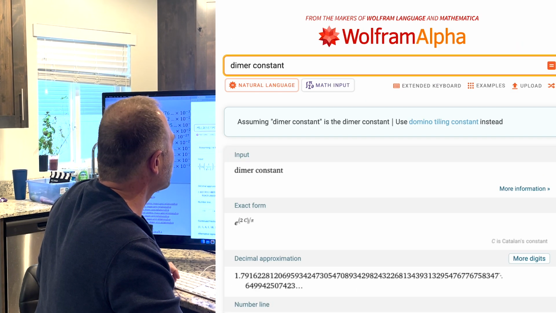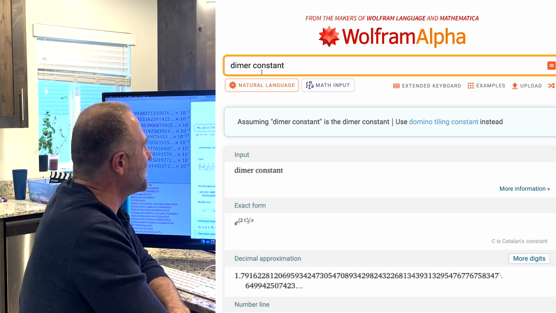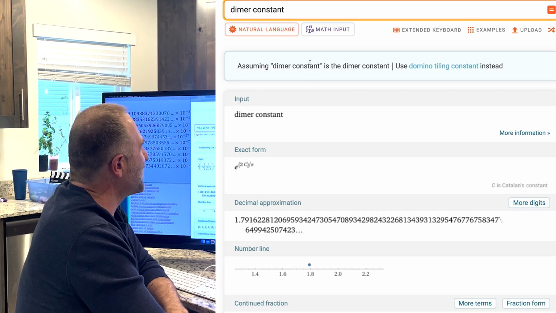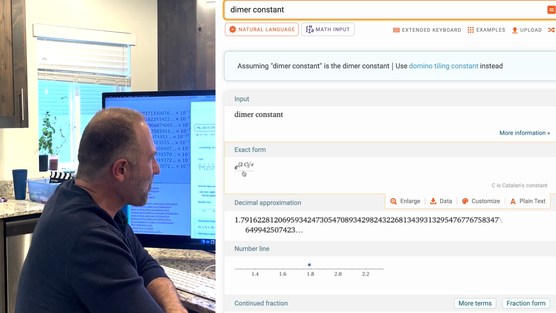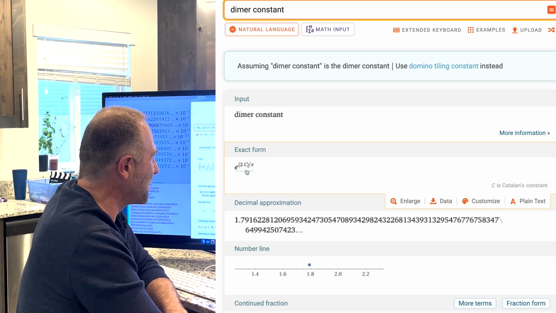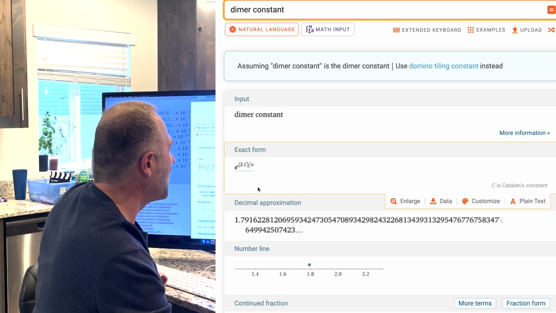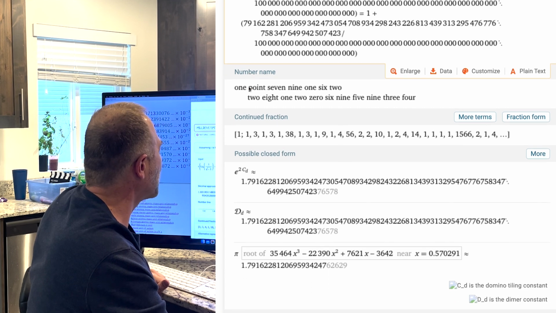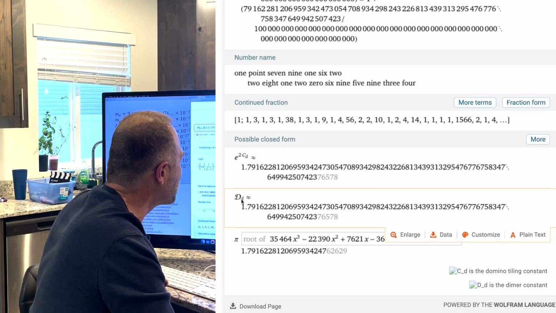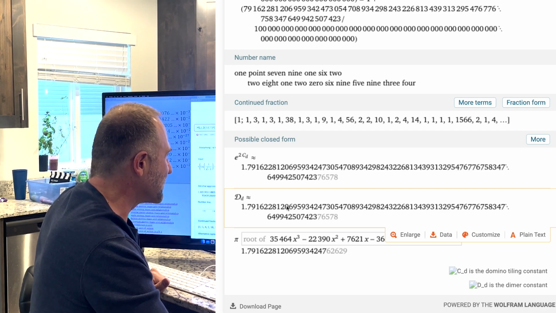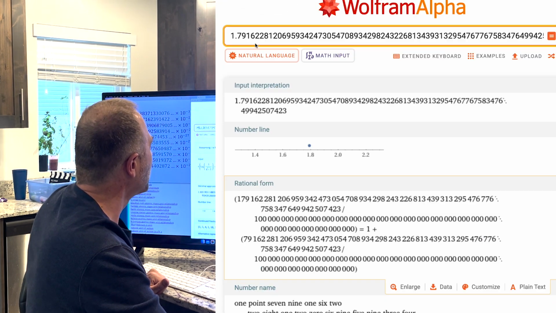That was domino tiling. Dimmer constant. It's not so easy to come to, so I recommend going to Wolfram Alpha, typing in Dimmer constant, and you'll see right away it's got an exact form for it. E to the power of 2 times Catalan constant divided by pi. Okay, really beautiful. Also, I want you to check. Let's click on the number here, and then come on down. Oh, look, there's actually a symbol specifically for this arrangement. So the Dimmer constant d sub d is this, and you can follow the trail further from there.